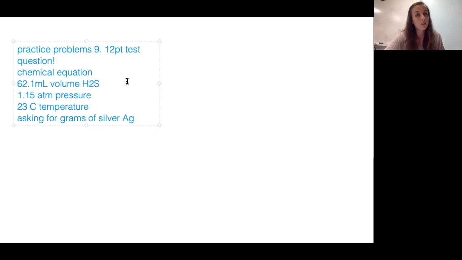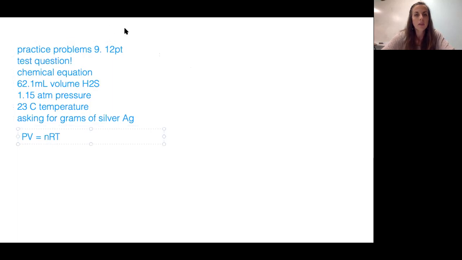I know I'm going to use stoichiometry to go from one substance to another substance. So first of all, I need to figure out this. In order to do stoichiometry, I need moles, right? So because I have volume, pressure, and temperature, I know that I can use the ideal gas law to find out how many moles I have. So PV equals nRT.